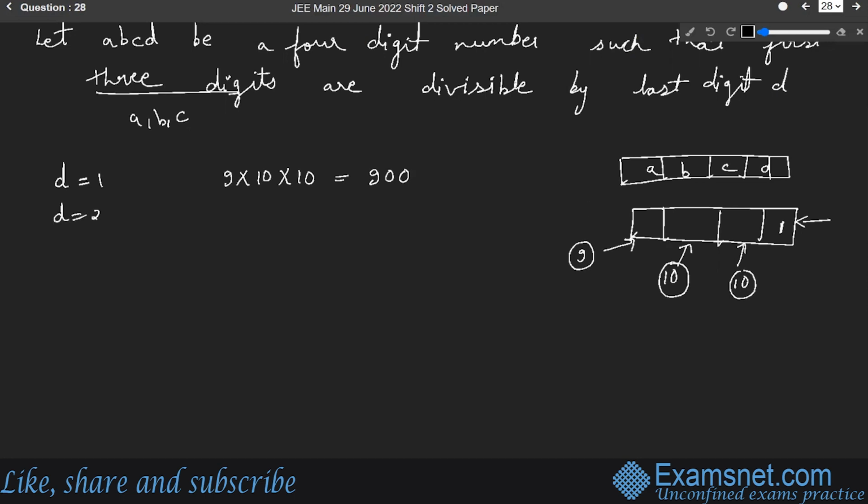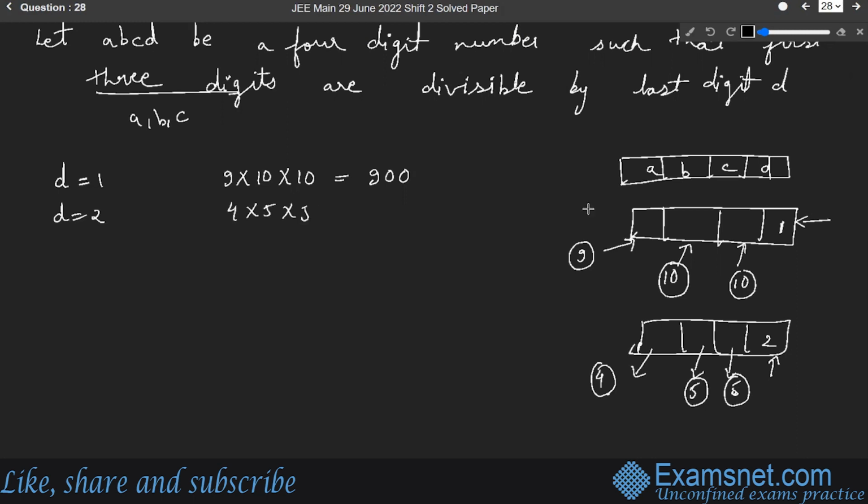Similarly, when D is equal to 2, okay, in the place of D if we put 2, then we can only choose those numbers from 1 to 10 which are divisible by 2. So what are the numbers from 1 to 10 that are divisible by 2? The numbers are 2, 4, 6 and 8. So the total is 4. So A can be filled with 4 numbers. Then B will have an extra number. What is the extra number? It is 0. So it will be 5 numbers. For C also it will be 5 numbers, right? So when D is equal to 2, the number of such numbers is 4 into 5 into 5, which is equal to 100.